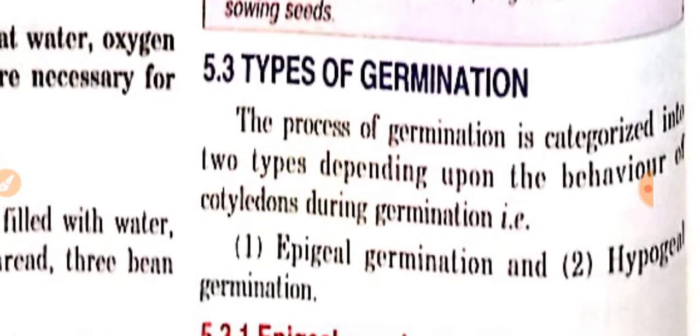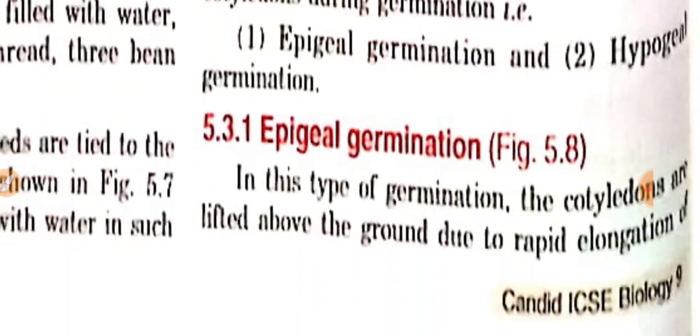The process of germination is categorized into two types depending upon the behavior of cotyledons during germination. First is epigeal germination and next is hypogeal germination.